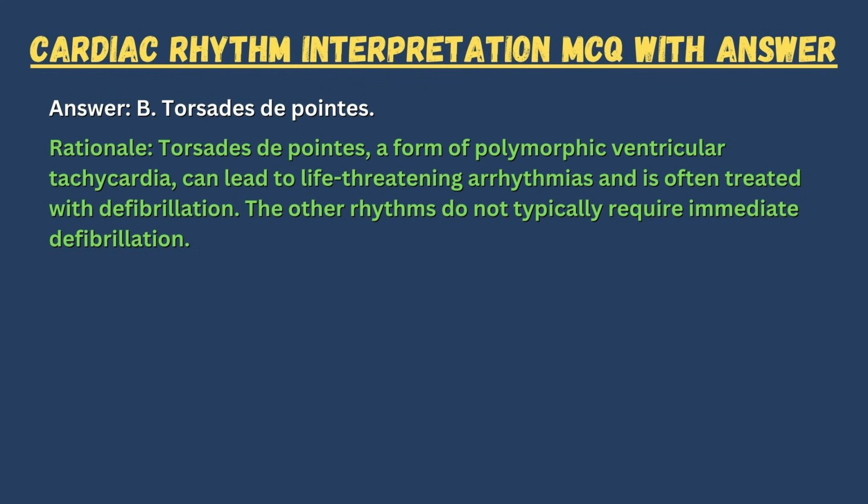Answer: B. Torsades de pointes. Rationale: torsades de pointes, a form of polymorphic ventricular tachycardia, can lead to life-threatening arrhythmias and is often treated with defibrillation. The other rhythms do not typically require immediate defibrillation.